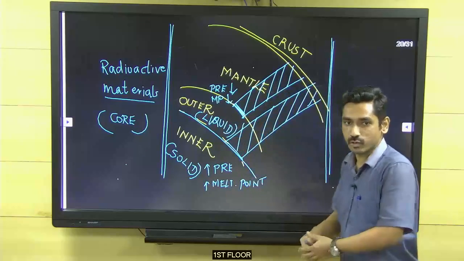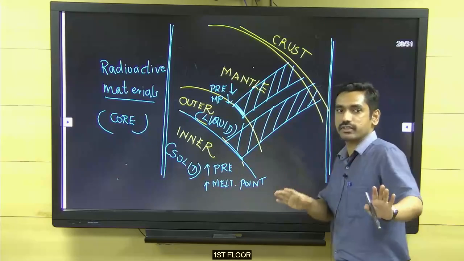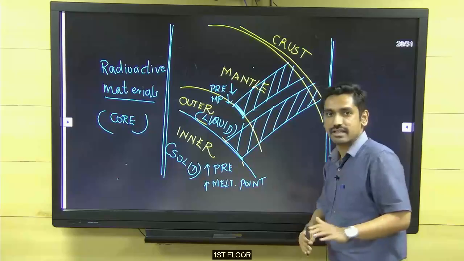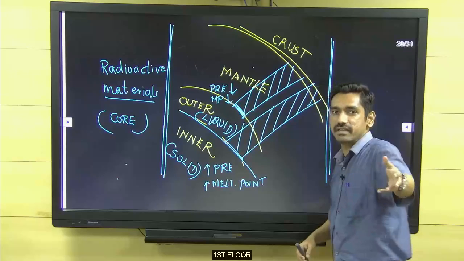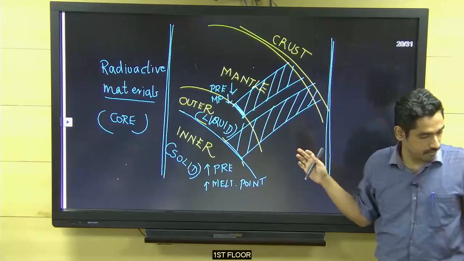So it is simply a question of pressure. Don't forget these columns. More pressure, more melting point, continues to remain solid. Less pressure, less melting point, which means easily melted. Solid becomes liquid. As simple as that. Okay.